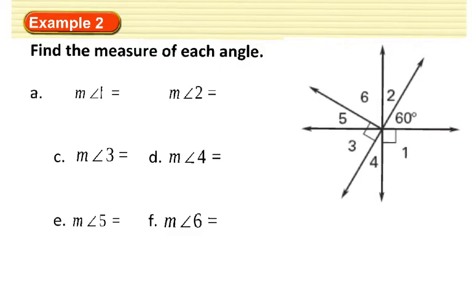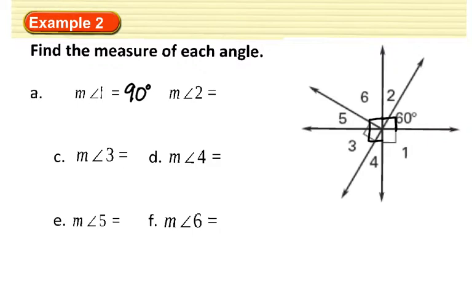Alright, so example 2. We're going to be using all the theorems and things we know from previous chapters to help us figure out all of these angle measurements that we're asked to find here. Let's just start out with angle 1. It states that angle 1 is a right angle. The symbol right here tells us it's a right angle, meaning it's 90 degrees. If that is 90 degrees, then this is 90 degrees. Actually, all 4 angles are 90 degrees.